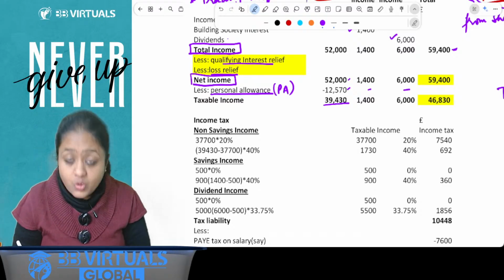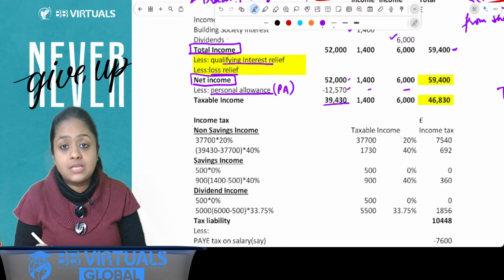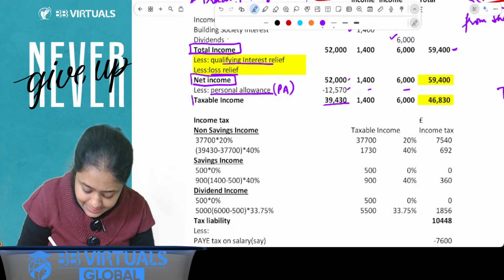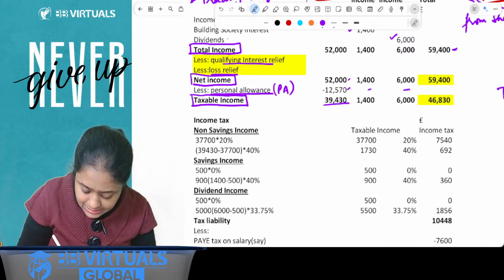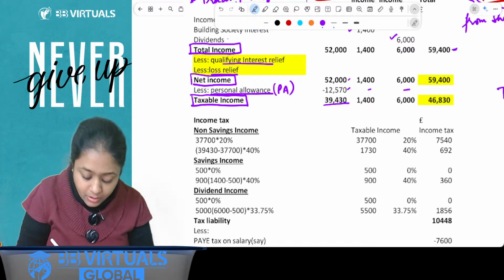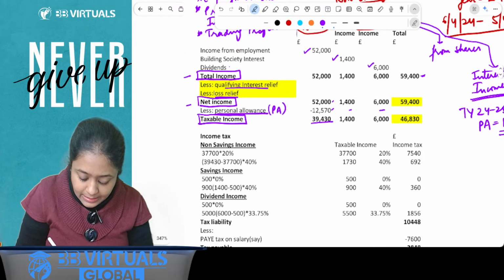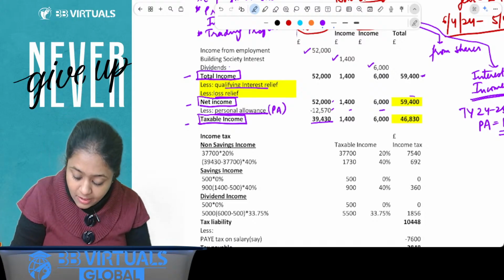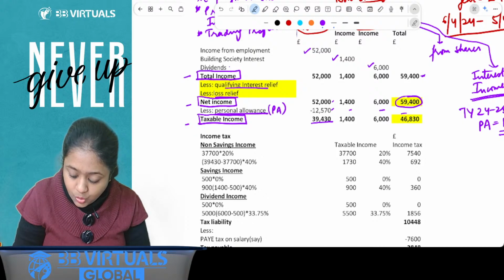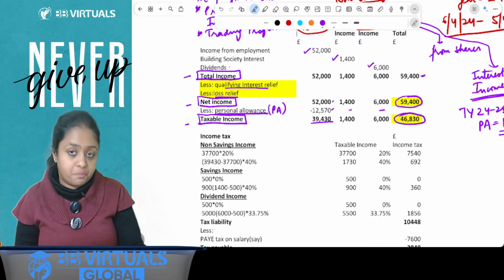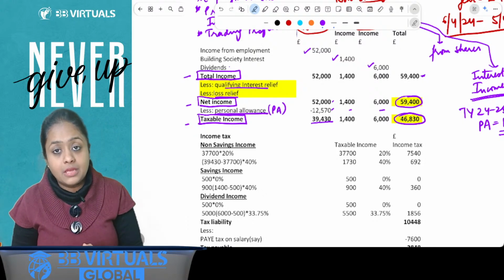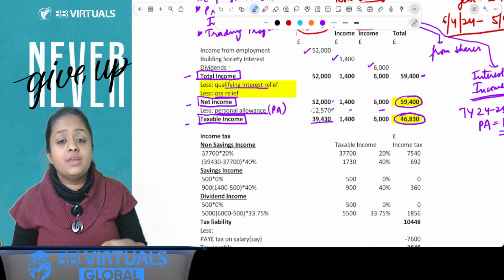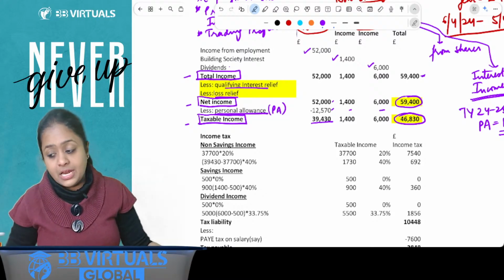Now, once you adjust your personal allowance, then you get your taxable income. These three terminologies are very important: total income, net income, and then taxable income. And the total of net income is also important, and the total of taxable income is also important. That I will tell you. I hope we are clear till this point. If you have any queries, you can ask me in the chat box.